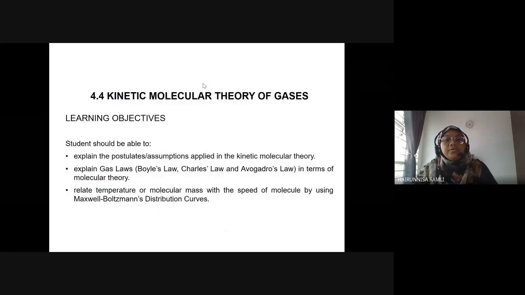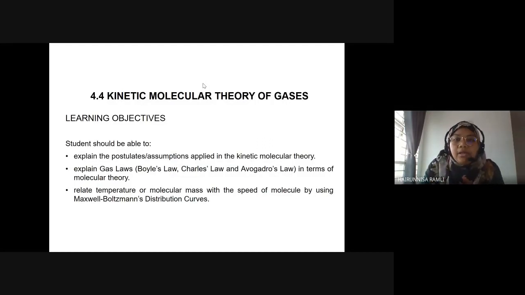So for today, you will learn the kinetic molecular theory of gases, 4.4, then 4.5 Graham's law, and 4.6 real gas. For the kinetic molecular theory of gases, at the end of this subtopic, you should be able to explain the postulates or assumptions. Postulates means the assumptions applied in the KMT. Then explain the gas laws, Boyle's, Charles', and Avogadro's law, in terms of kinetic molecular theory.